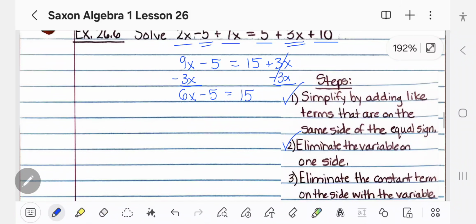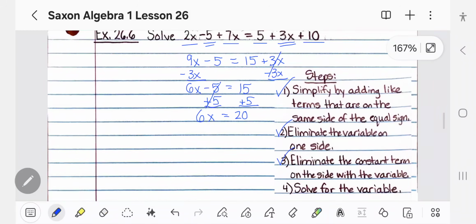Step 3, eliminate the constant term on the side with the variable. Here's the side of the equation with the variable. Doesn't matter whether it's left or right. You just look to find the variable, okay? And what's the constant term there? It's that minus 5. So let's get rid of it by adding 5. Then I get 6x is equal to 20.